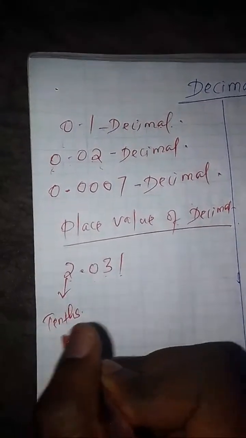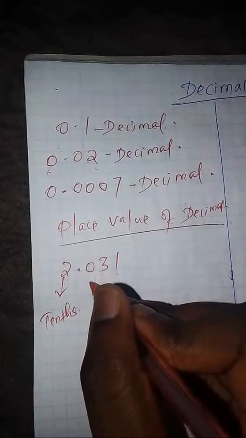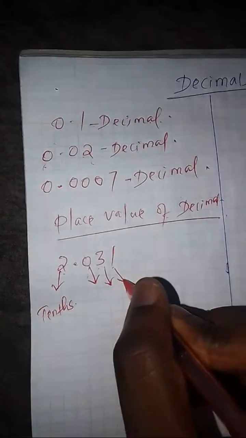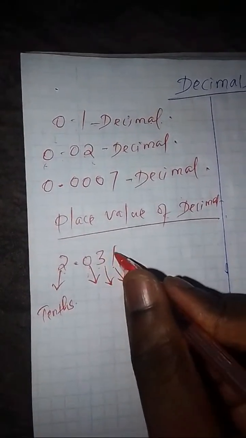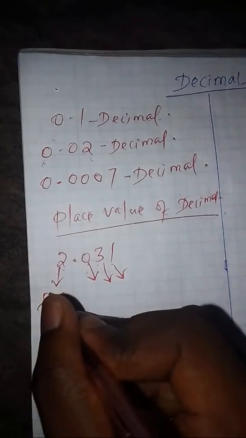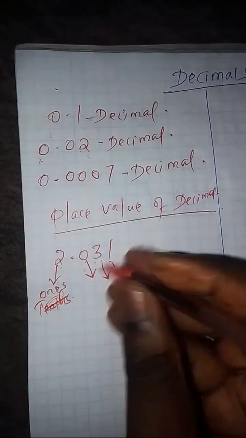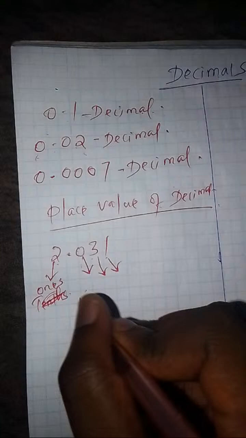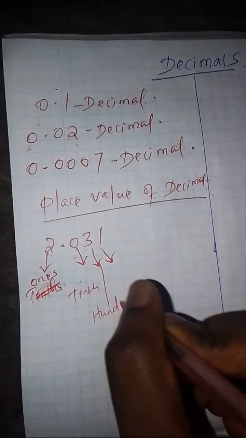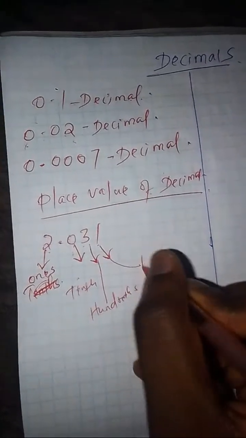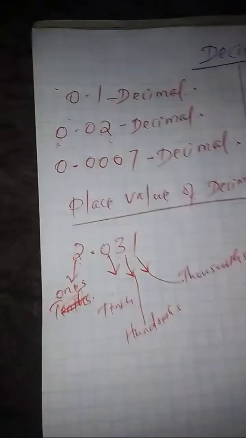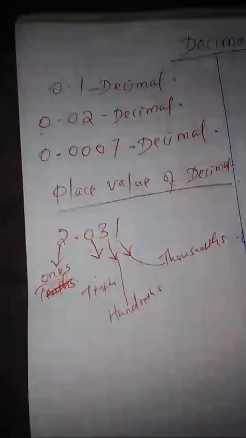This one starts from tenths. But now the place value of 0 here starts from, so we have 0, 3, 1, 2 point, sorry, this one is not tenths, this one starts from ones. This one stands for ones, this one is tenths, then this one is hundredths, then this one is thousandths. So these ones are the place values, the place value digits.